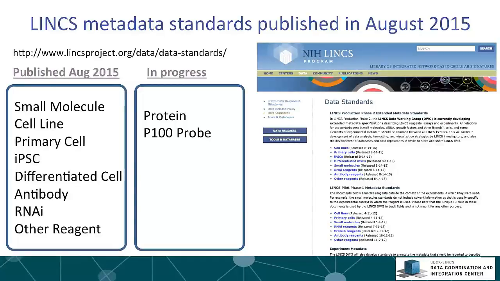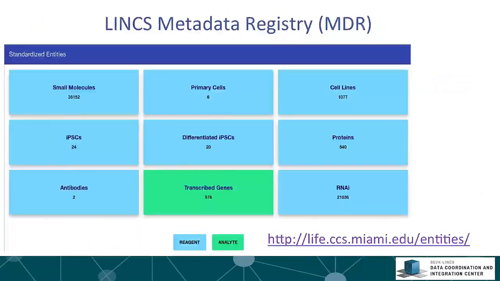LINCS metadata standard specifications for many categories have been released and are published on the lincsproject.org website under data standards. The standardized LINCS metadata entities, including small molecules, cells, proteins, transcribed genes, and their annotations, are registered and stored in the dedicated information system, the LINCS Metadata Registry. The LINCS Metadata Registry also captures the assays, organization, projects, roles, and datasets, and all the relationships between those and the LINCS metadata categories. It is accessible via the given URL.